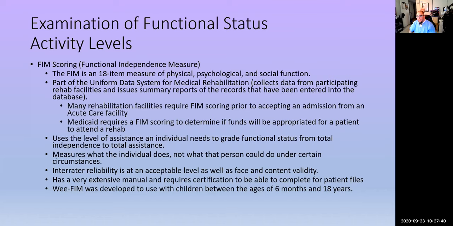The inter-rater reliability is acceptable, as well as face and content validity. That's a big phrase there, but let's break that down. What does inter-rater reliability mean? First of all, what's inter-rater mean? It means that if we have Derek Carr and one of his wide receivers, we have the inter-raters, right?